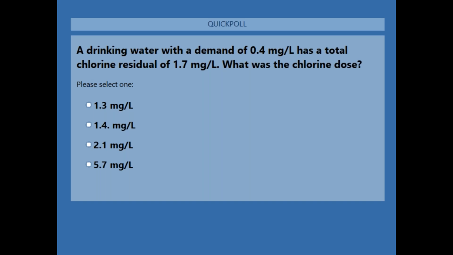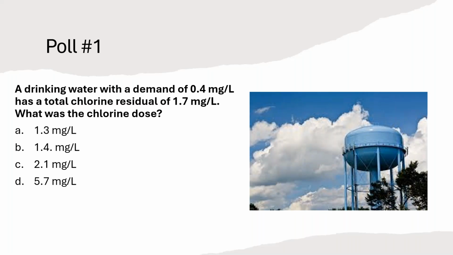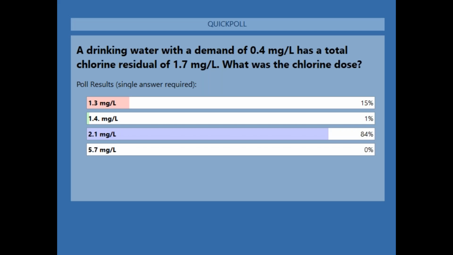Okay, so we're going to wrap up this poll and share the results. 15% of people said 1.3 milligrams per liter. 1.4 milligrams per liter was at 1%, and then 84% said 2.1 milligrams per liter. There was none for 5.7. Okay, you guys are good.